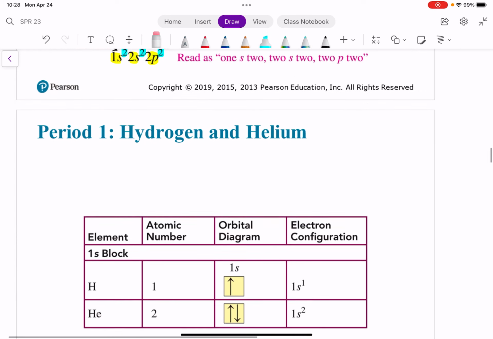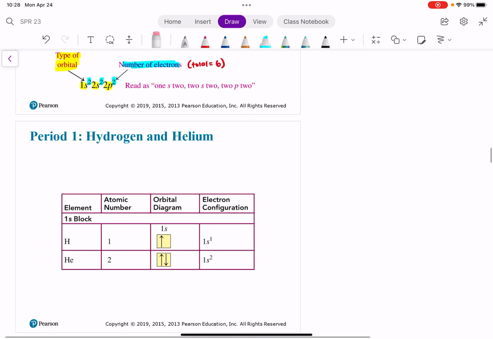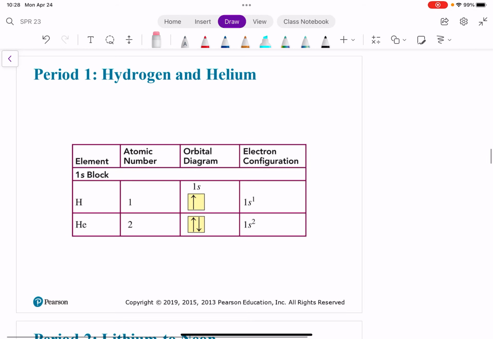Okay, so let's take a look at the periodic table. Well, let's go through this first, and then I'll show you on the periodic table. So here, we're just looking at period 1. What is period 1? That's the first row of the periodic table, and it contains hydrogen and helium. And I urge you to have a periodic table right next to you as we do this. It's going to make your life a lot easier.